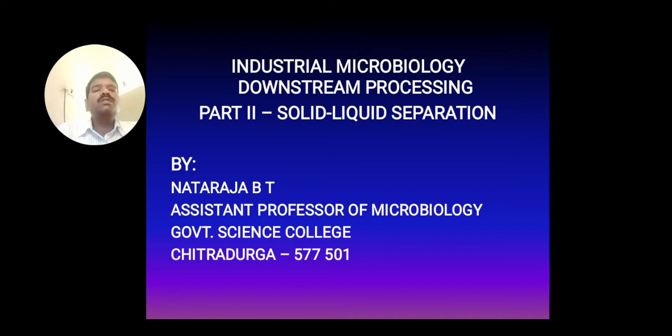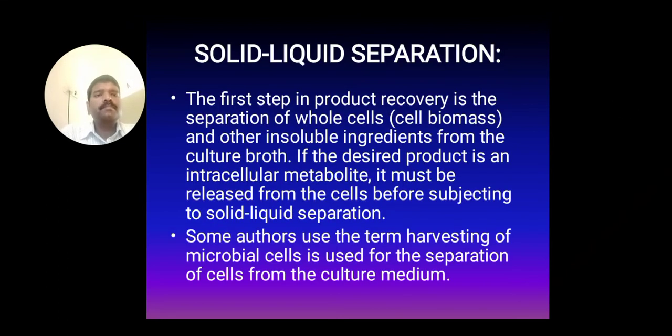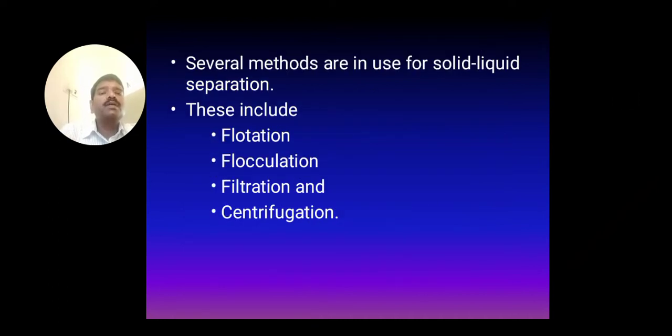Now I am going to discuss with you industrial microbiology, downstream processing, concentrating on solid-liquid separation. The first step in product recovery is the separation of whole cells and other insoluble ingredients from the culture broth. If the desired product is an intracellular metabolite, it must be released from the cells before subjecting to solid-liquid separation. Some authors use the term harvesting of microbial cells for separation of the cells from the culture medium. Several methods are in use for solid-liquid separation.